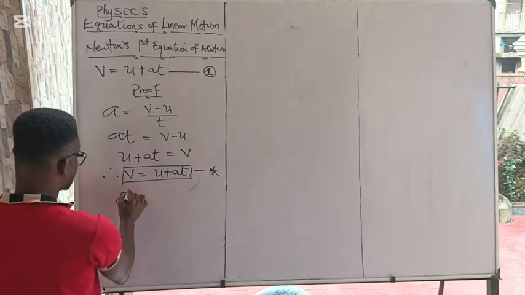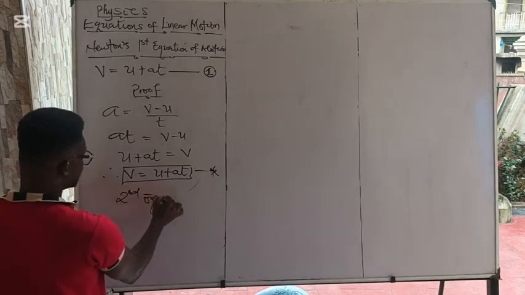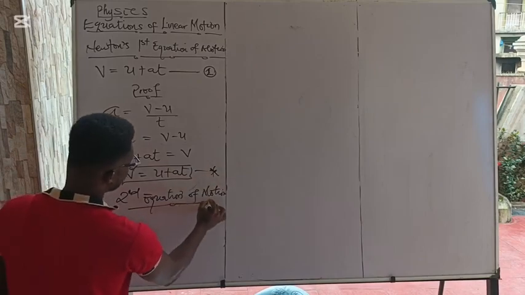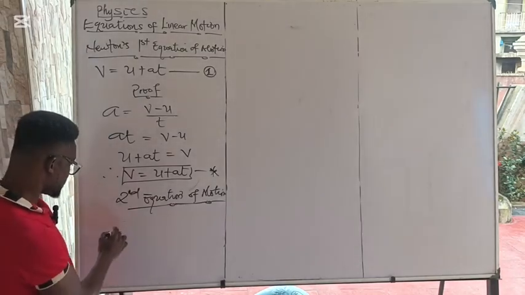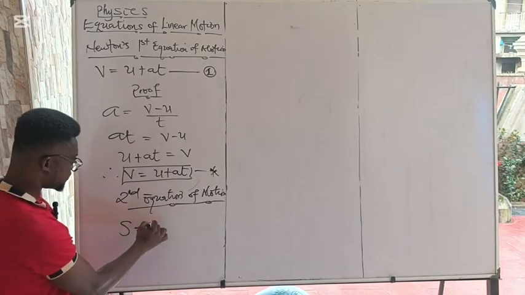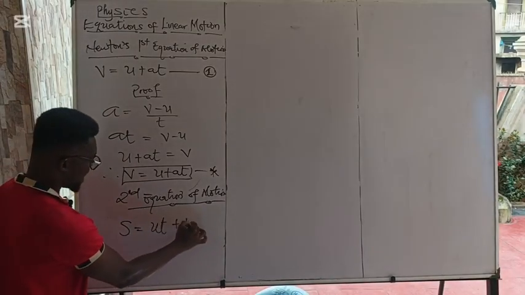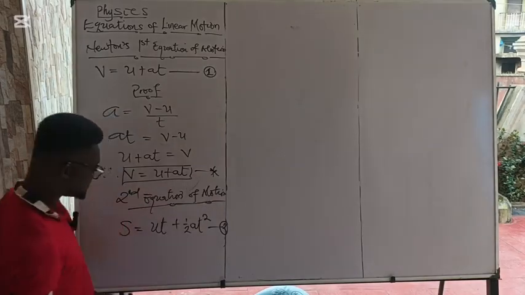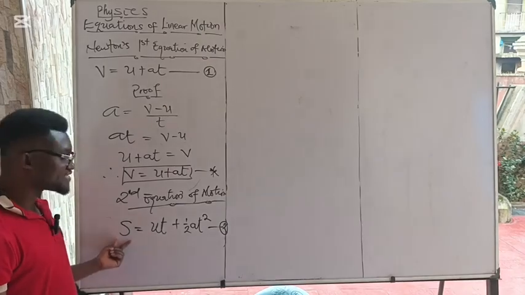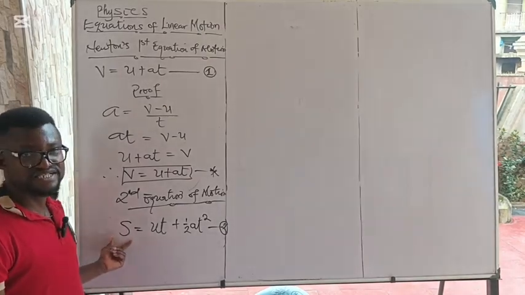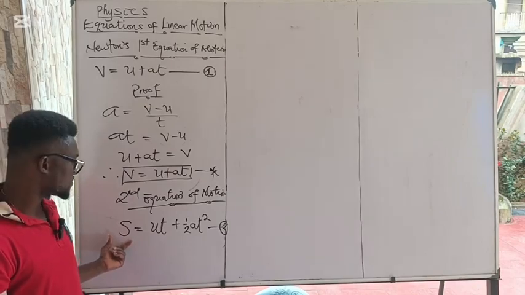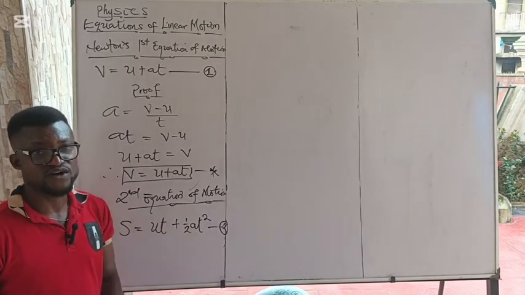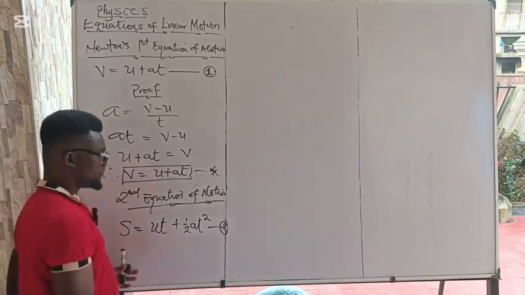Now let's get to the second equation of motion. The second equation of motion by Sir Isaac Newton, we have it as S equal to ut plus half at squared. So this gives what? The second equation of motion. Now at this very point, S represents distance or displacement, u is the initial velocity, t is the time, while a is what? Acceleration.